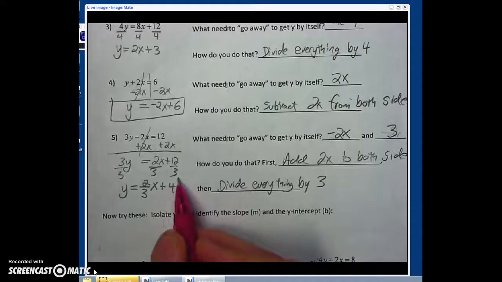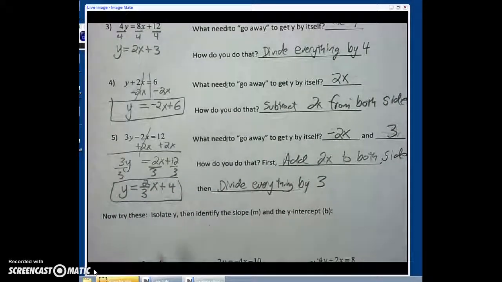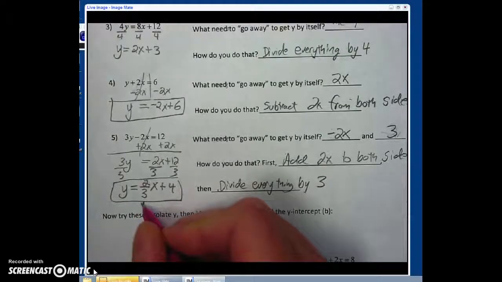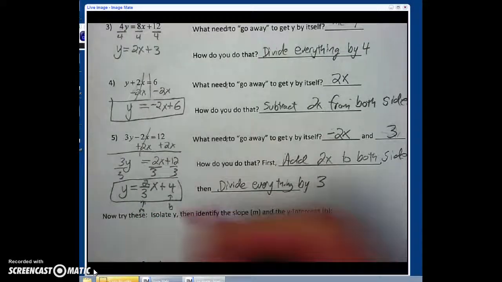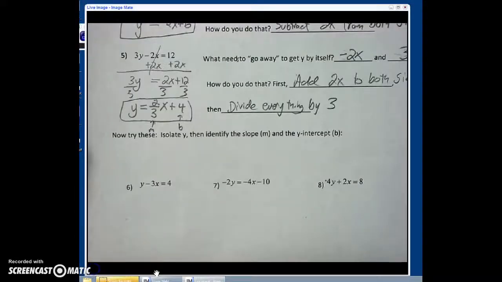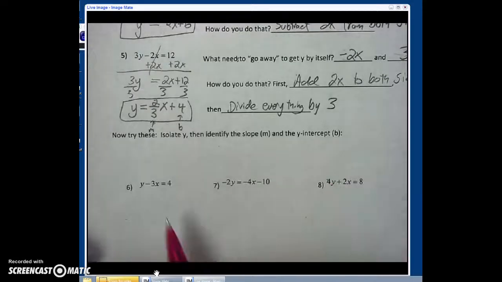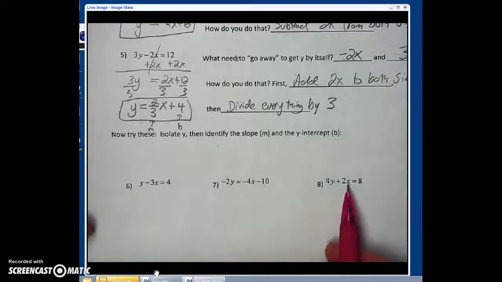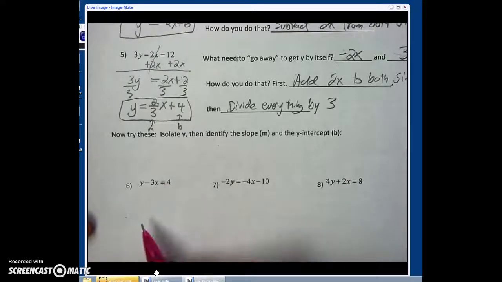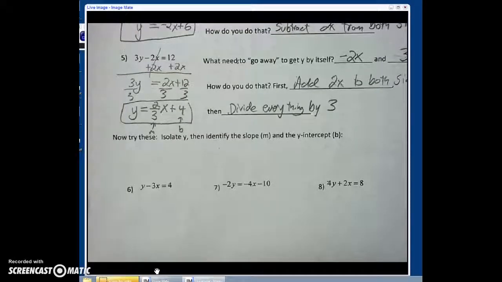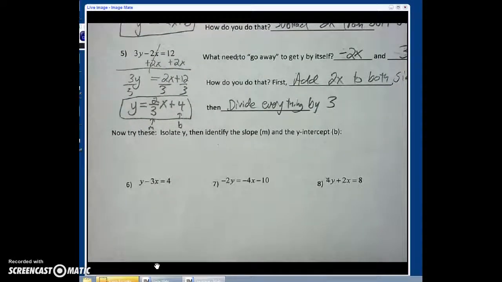And now you have isolated y. You got y by itself. And you could see that this would be the slope, that would be the slope, and that would be the y-intercept. Okay. So now I'm going to ask the teacher to press pause while you guys try number 6, 7, and 8 by yourselves with his or her help, trying to get y by itself. So your answer is going to be y equals something x plus something. So try these 3 problems. Press pause now, and then I'm going to show you the answers and go through them after you guys have had a few minutes to work through these together.